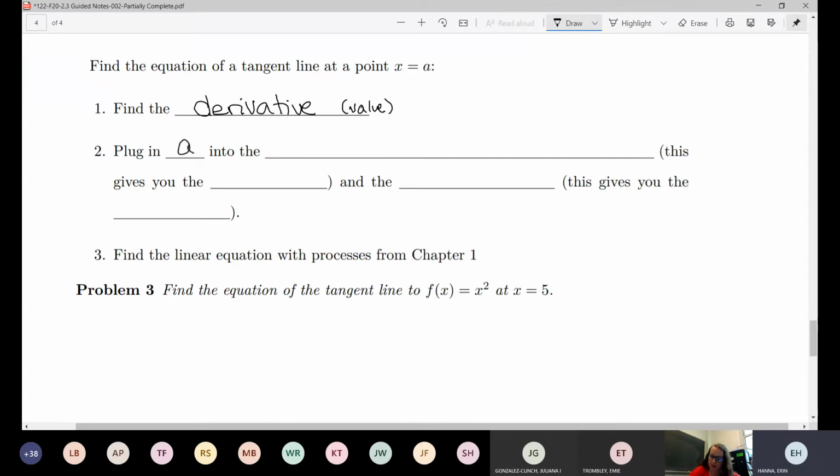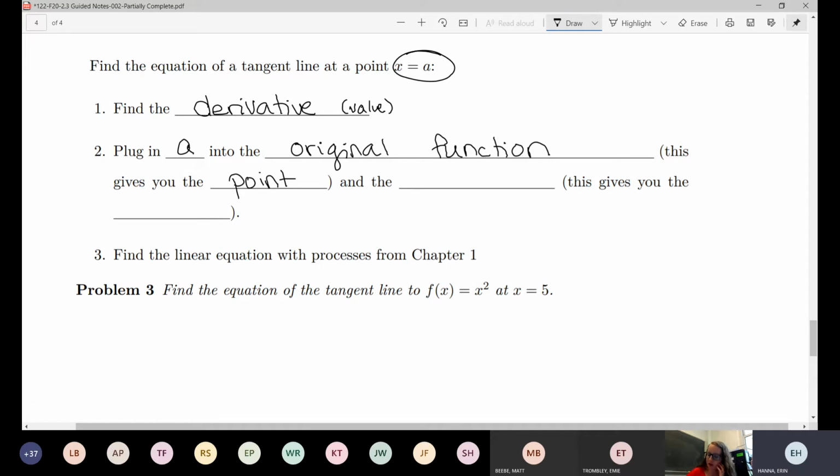What we're going to do is we're going to plug in a to the original function. We're assuming that that's the point that we want to take the tangent line at. So we're going to plug it into the original function. Because if you think about it, we want to write the equation of a line. And if you think back to section 1.2, to write the equation of a line, we need two things. We need a point and a slope. So plugging that value into the original function is going to give us our point.